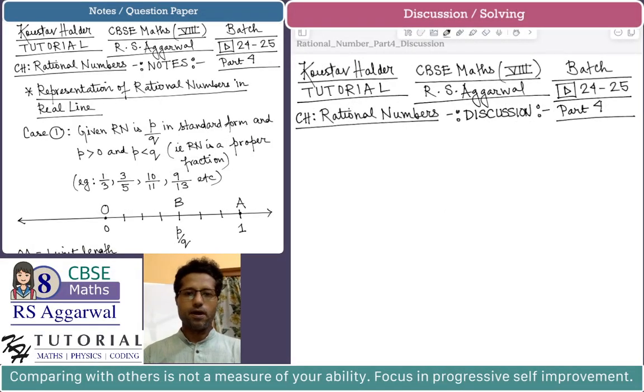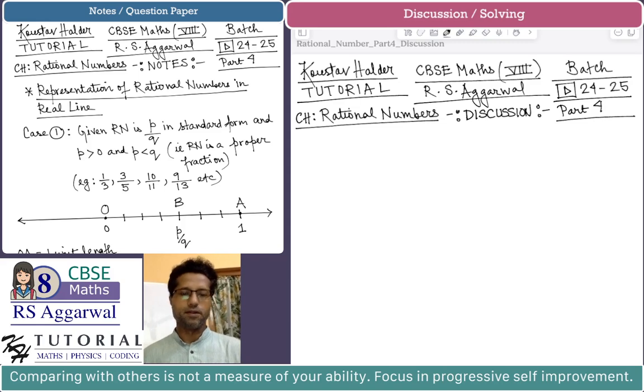Okay, so I have my rough notes prepared on the left hand side, and on the right hand side I will do all the discussion. So in this video I will discuss how we represent a rational number on the real line. So how do we mark the point representing a rational number on the real line?